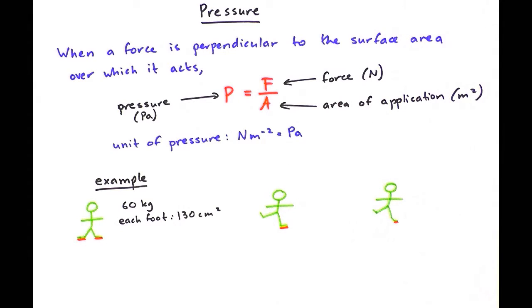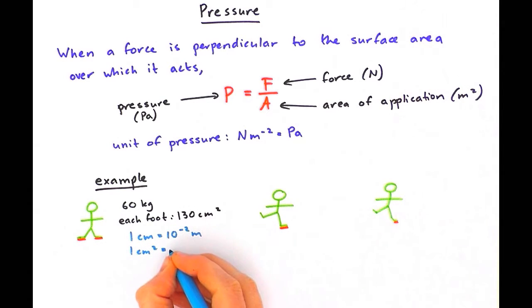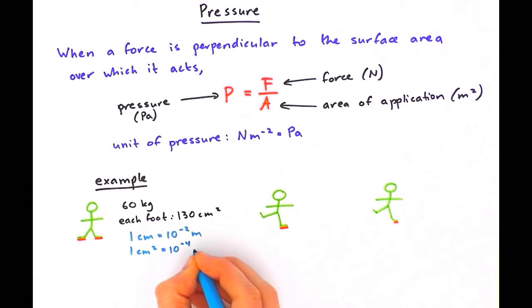So we're going to need to convert the 130 centimeters squared into meters squared first of all, because in the formula we used the units of meters squared. So 1 centimeter is 10 to the minus 2 meters, which means that 1 centimeter squared has to be 10 to the minus 2 squared meters squared. And 10 to the minus 2 squared is 10 to the minus 4. So every centimeter squared is 10 to the minus 4 meters squared.